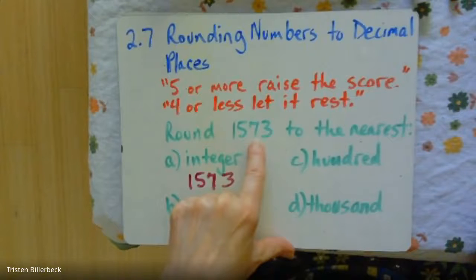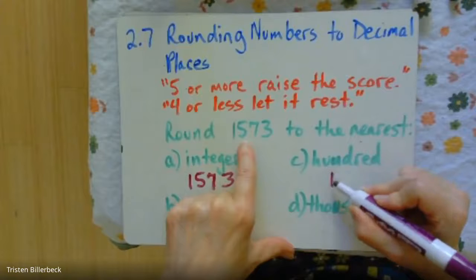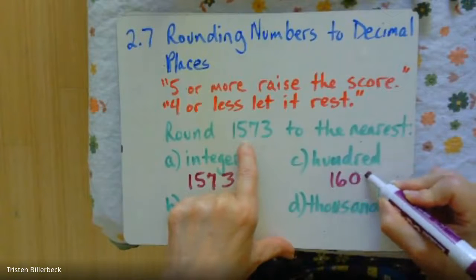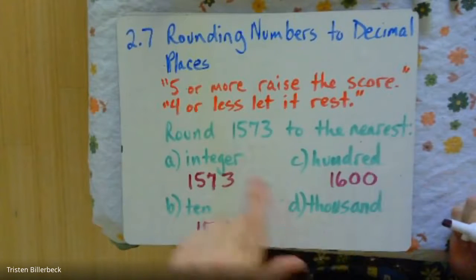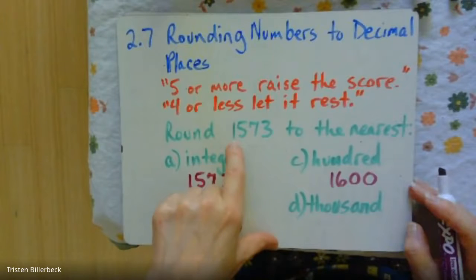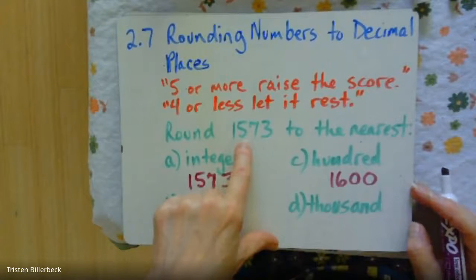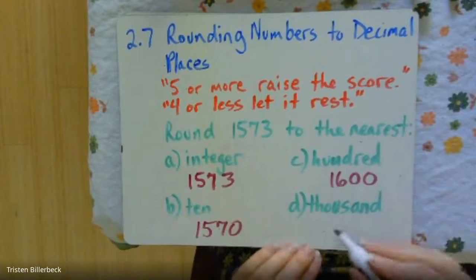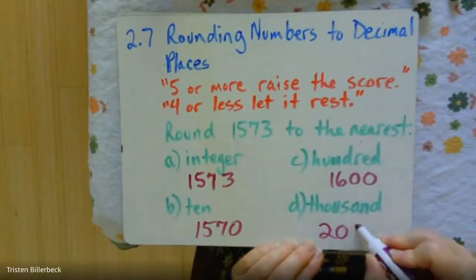We look at the nearest 100, we have a 7 next to it. So this is 5 or more, raise the score. So this 5 goes up. So the nearest 100 would be 1600. Now if we write the nearest 1000, it's 5 or more, raise the score. So this 1 goes up to 2000.